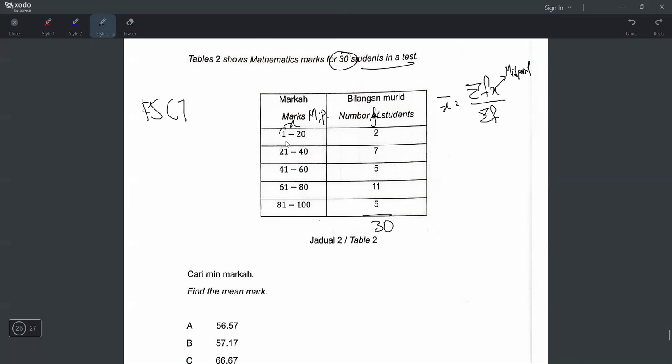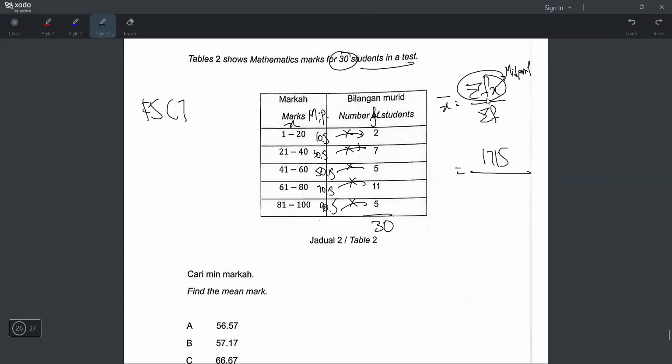How to find the midpoint? Lower limit plus upper limit divided by 2. So 1 plus 20 divided by 2 is 10.5. This one is 30.5, 50.5, 70.5, 90.5. You can use your calculator. Now multiply, multiply, multiply, and then add all. So f times x: 2 times 10.5 plus 7 times 30.5 plus 5 times 50.5 plus 11 times 70.5 plus 5 times 90.5, and I will get 1715.